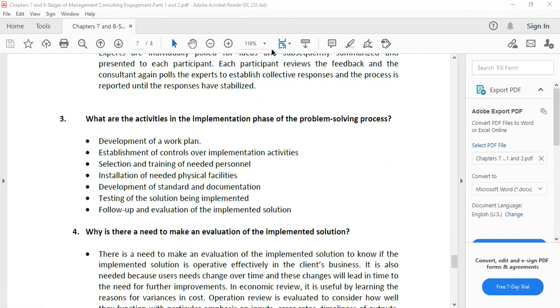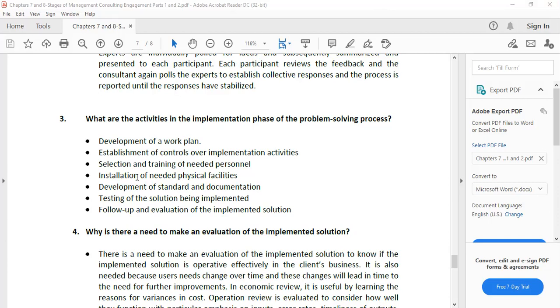We do the development of a work plan. We establish controls over implementation activities. Then also we do the selection of the personnel involved. This is a time that we should consider our requirements for the needed personnel as well as how to train them, because skills could not always be obtained from hiring or recruitment. So we have to train our personnel to acquire such skills.